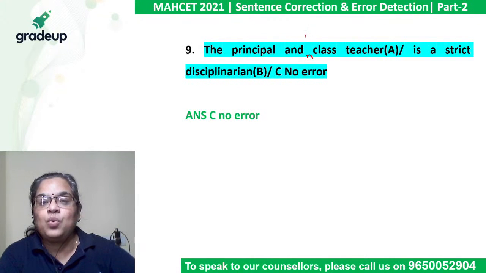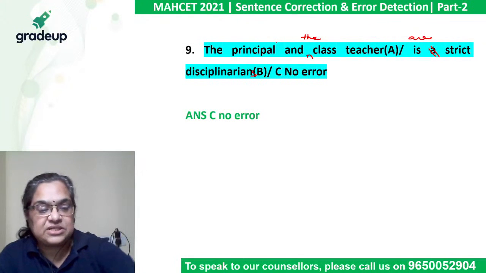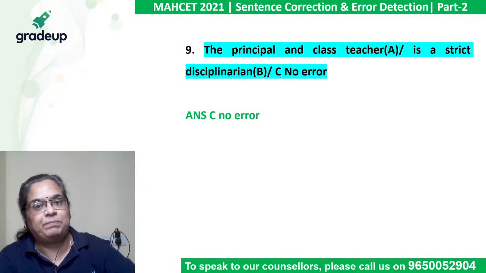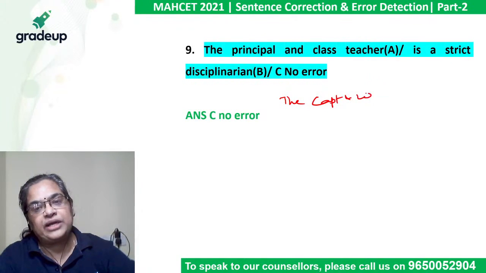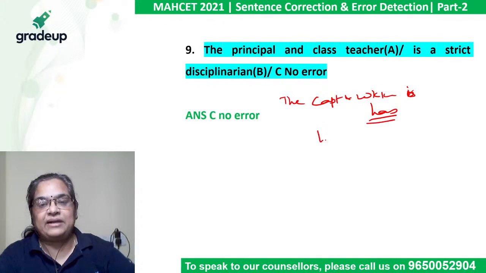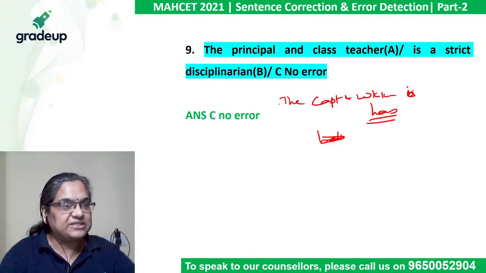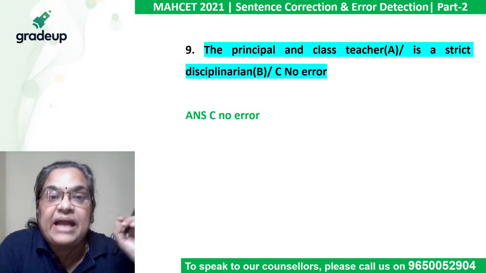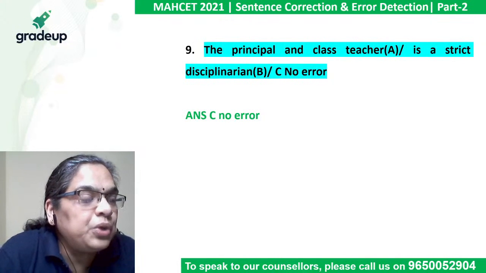If it is two people, you want to use are, then it will be the principal and the class teacher are strict disciplinarians. Here you are talking of one person only. The principal and class teacher is only one person. Acha, for CSK, the captain and wicket keeper is or has batted well today. One person. If it is two people, then you will say the captain and the wicket keeper and you use a plural verb.